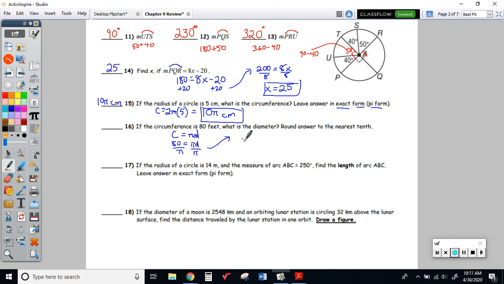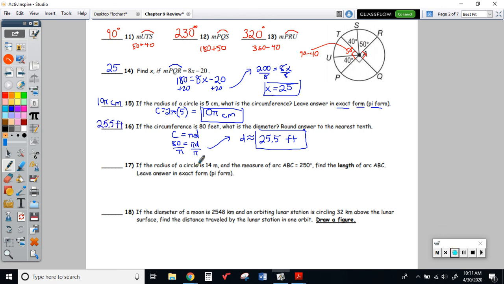Round to the nearest tenth, so 80 divided by pi. I would suggest that you have your calculator out as you're going through this. Make sure you're typing in these things yourself to verify that you can get the same answer with your calculator as what you see here. So it looks like this is 25.5 units per feet. This is just a length or a distance, so no squared, no cubed on that there.